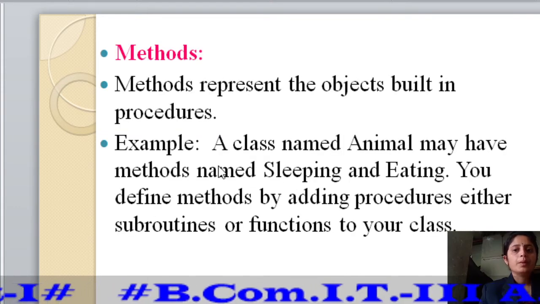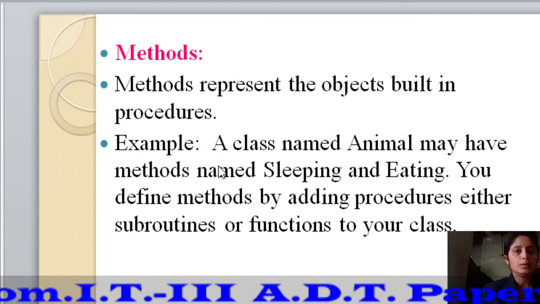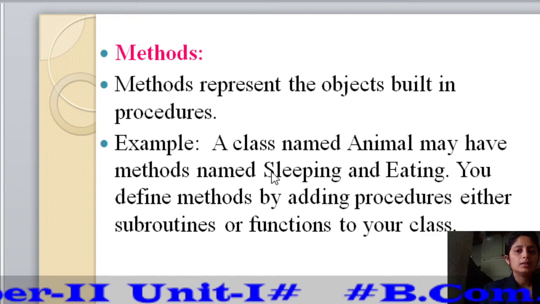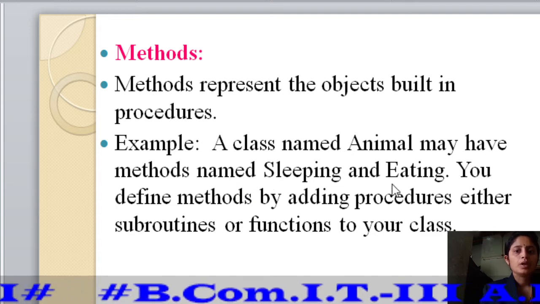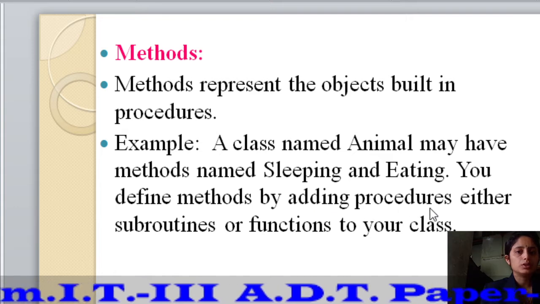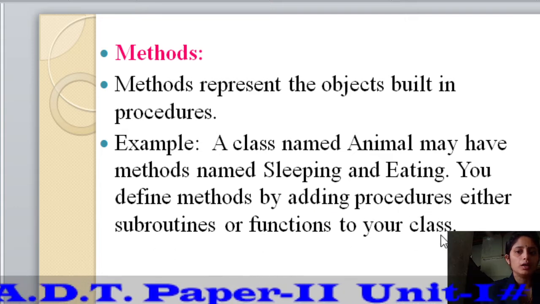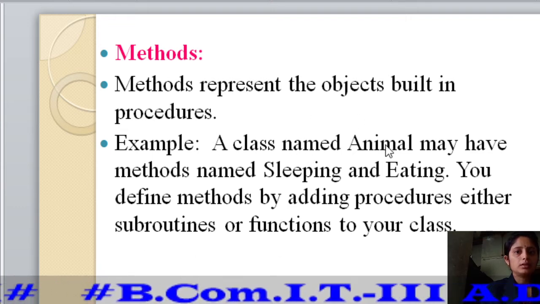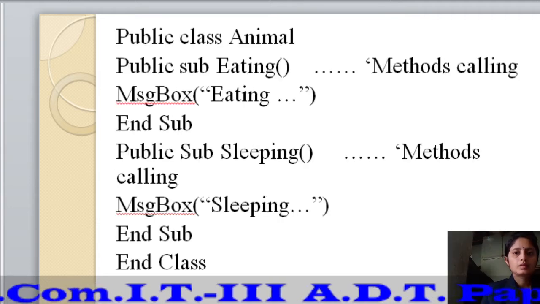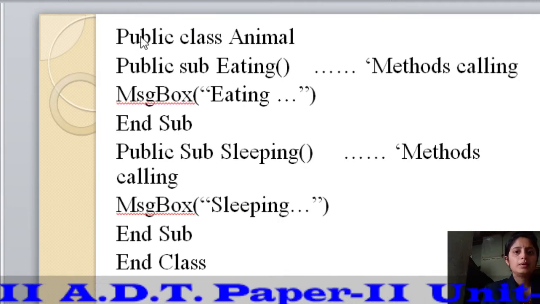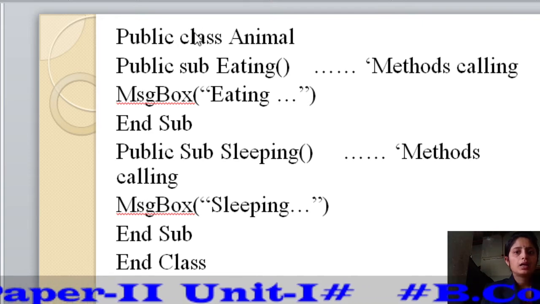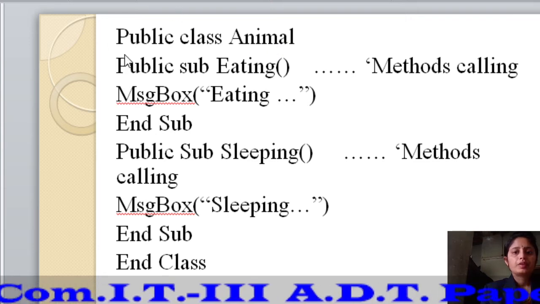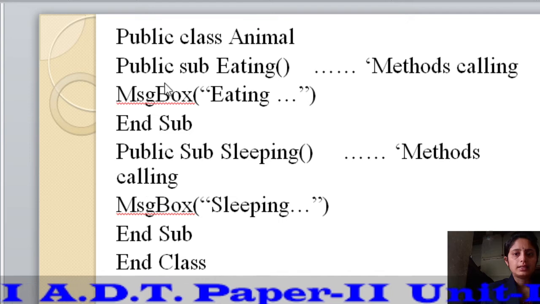Methods. Methods represent the object's built-in procedures. For example, a class named Animal may have methods named sleeping and eating. You can define the methods by adding procedures, either subroutines or functions, to your class. See a class named Animal having the methods eating and sleeping. Public Class Animal. Here Public is the access modifier, Class is the keyword, and Animal is the name of the class.